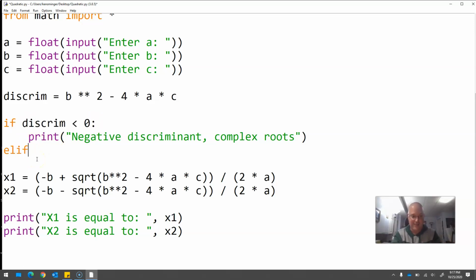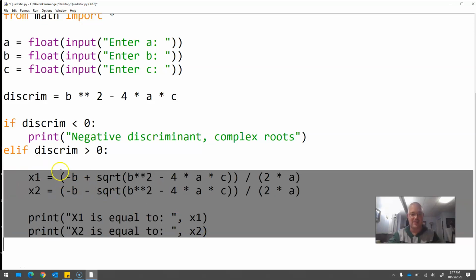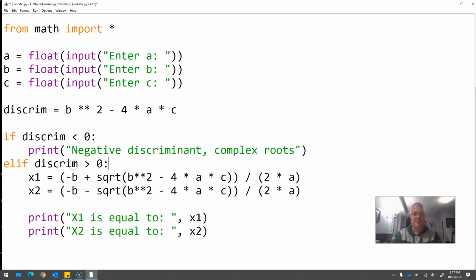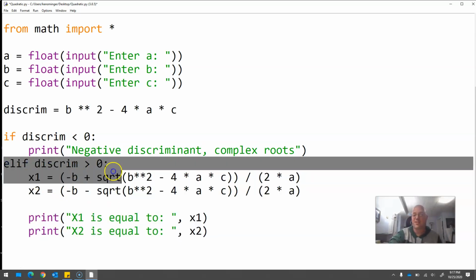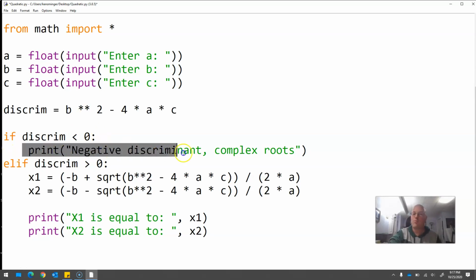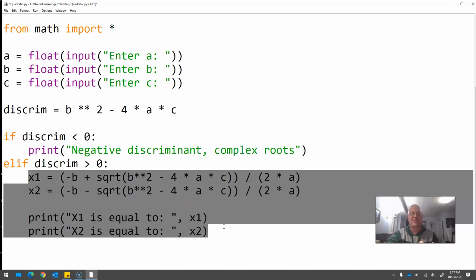And now I can do elif. In other words, else if the discriminant is positive. Then I can do this stuff right here, tabbed in. And so all 4 of these lines of code, because they're tabbed in, are now underneath this. And so if the discriminant's negative, it'll only do that line of code, whereas if it is positive, it'll do all of this. Now the other outcome would be if it's equal to 0, which, I mean, the thing is, you only have in that case one answer. It's going to be a duplicated answer.